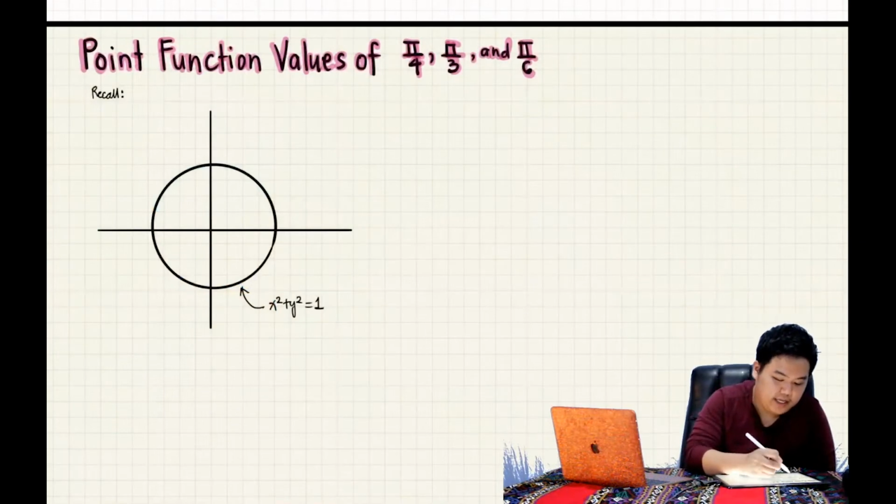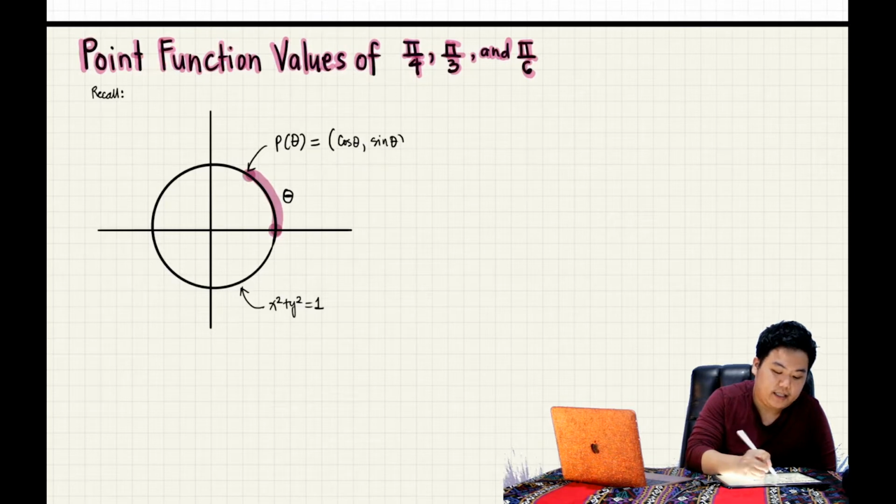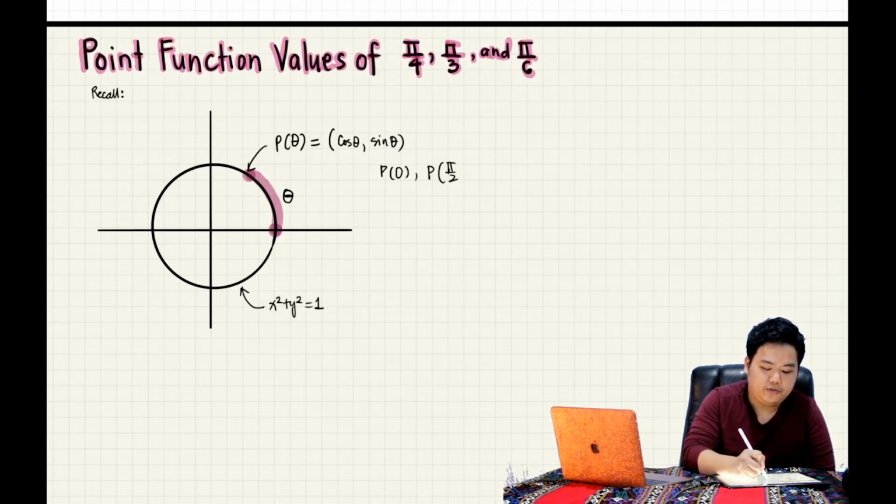So suppose this is our unit circle, and let's say we have this arc that starts from (1, 0) and ends here. We know that if the length of this arc is theta units, then this point is what we call P of theta. And the coordinates of P of theta are cosine theta, sine theta. In our previous videos, we derived P of 0, P of pi over 2, P of pi, and P of 3 pi over 2.